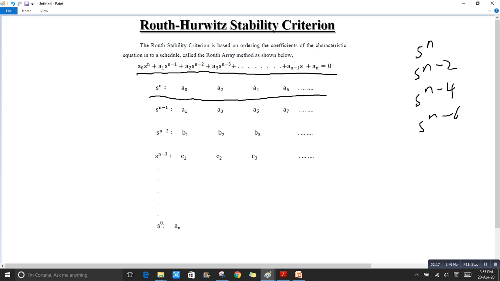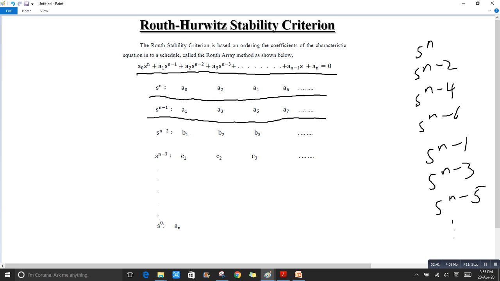Next, the second row, that is s^(n-1), is formed by the coefficients of odd order terms, that is, the coefficients of odd powers of s. That means s^(n-1), s^(n-3), s^(n-5), and so on. These coefficients can be written by using the characteristic equation. So the first two rows are determined.